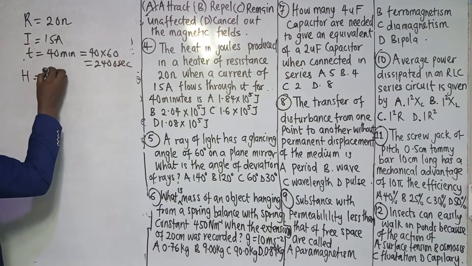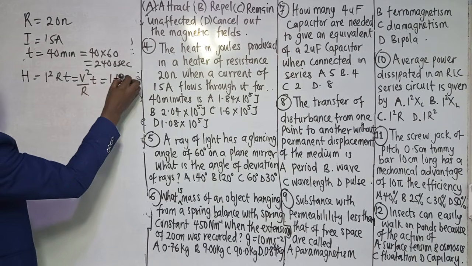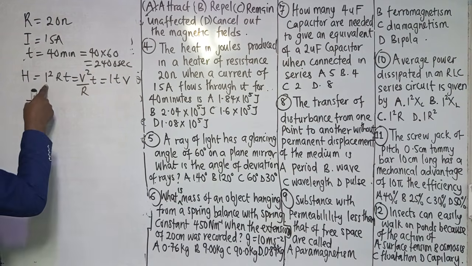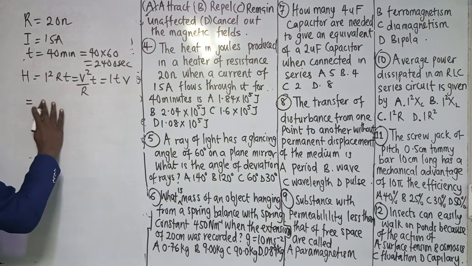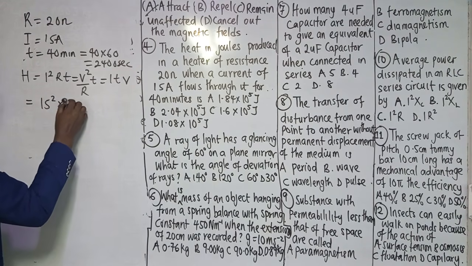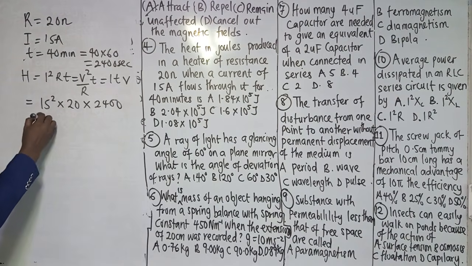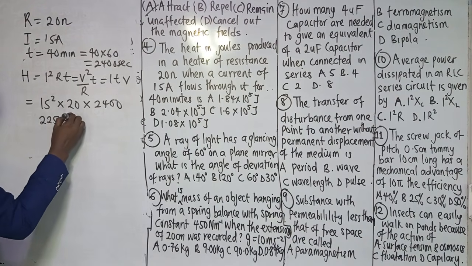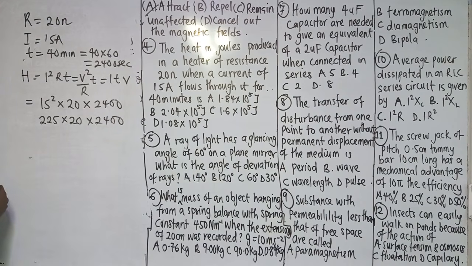So they say we should calculate the heat. So heat is equal to I squared RT or V squared over RT or ITV. Which one will be better? I believe we can use I squared RT. So we are going to have 15 squared times 20 times 2400. This one is 225 times 20 times 2400. Let me use my calculator, I will not waste time.